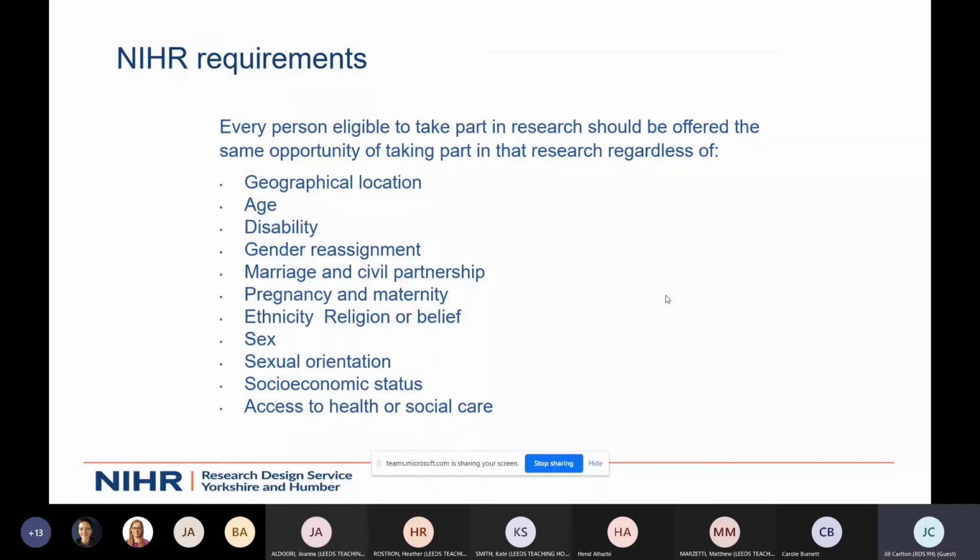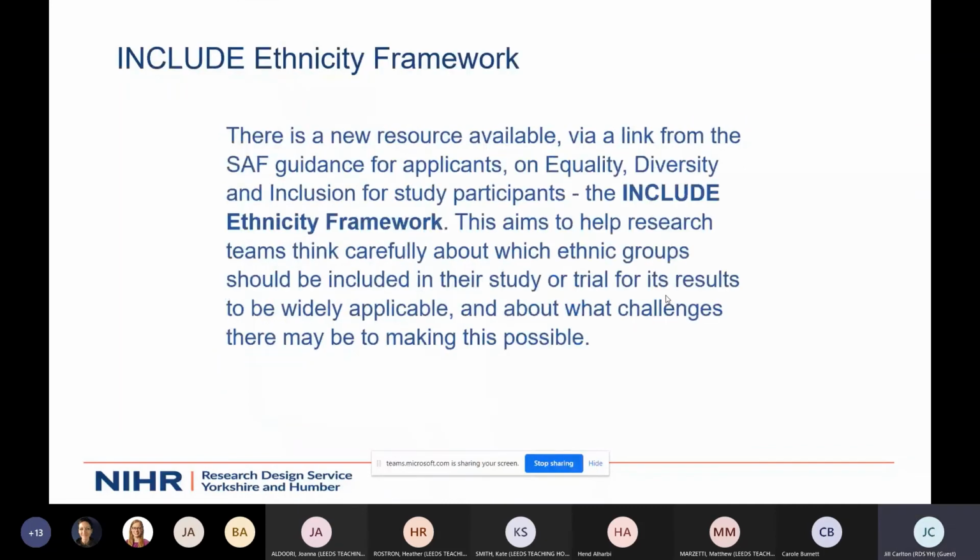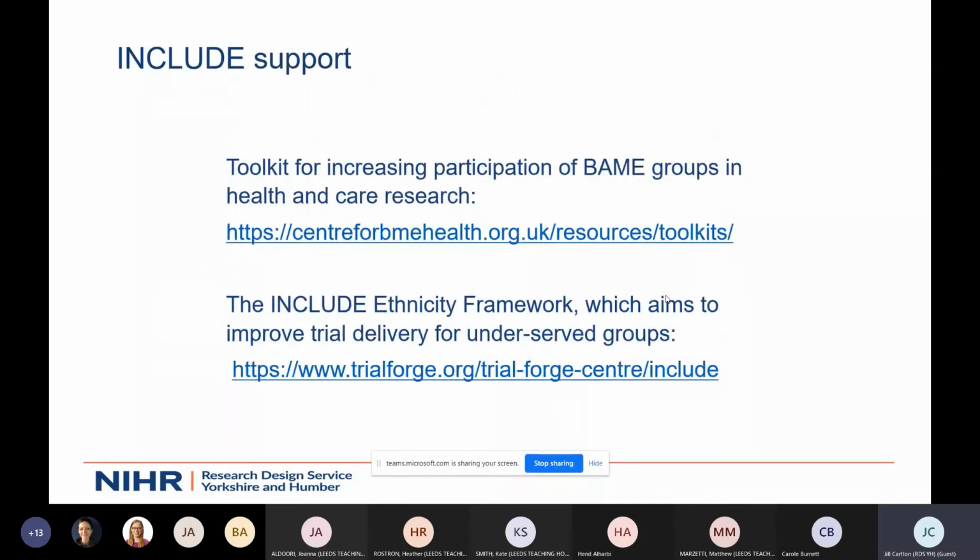And it might be that you can't do anything and you can't do everything, but in helping identify potential areas of weakness, you can help negate any future tricky questions, either at interview and so on. There obviously has been an awful lot of work done on this area within the last 18 months to 2 years, and there is the Include Ethnicity framework, which I encourage you to have a look at as well, and there's guidance on completing that for applicants, and there's links of support and other things to consider on the slides, which will be available for you after today.